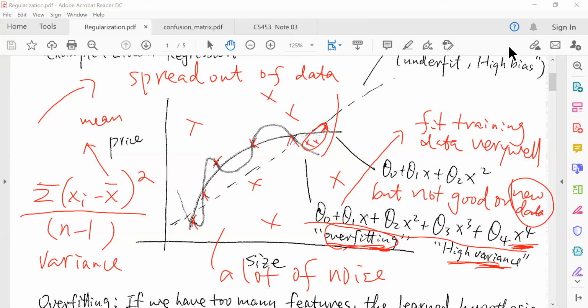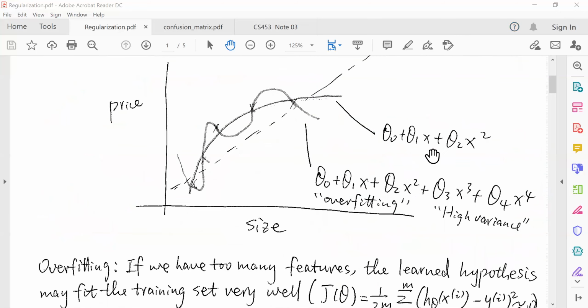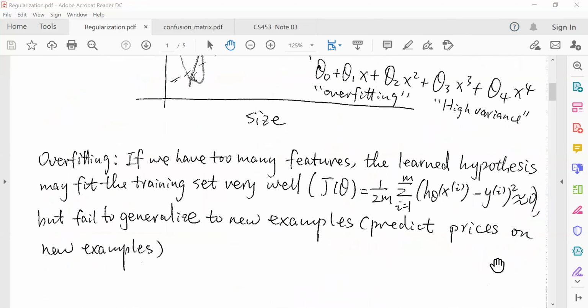So even though they spread out, maybe quite a number of them are due to the noise. Then in this case, your focus gets shifted to the noise instead of the real data. Is it real data? So that's called overfitting. Okay, then how do we deal with this?